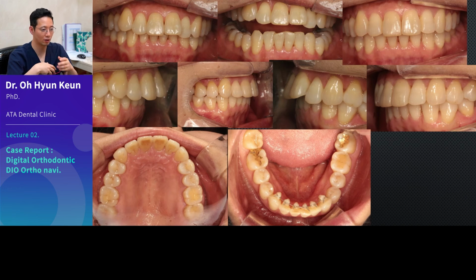And then we can show the patients the estimated result in advance through a digital setup. And you deliver not too different from that. It's totally doable with good communication with the patient.